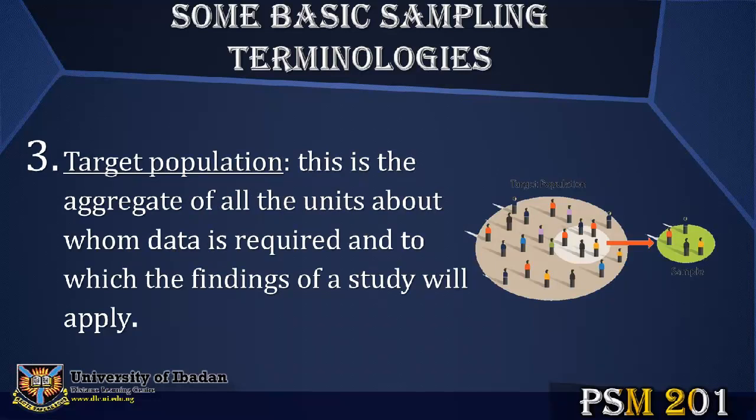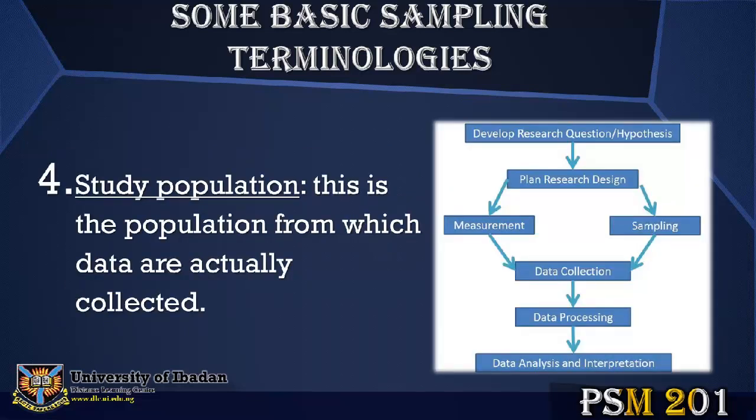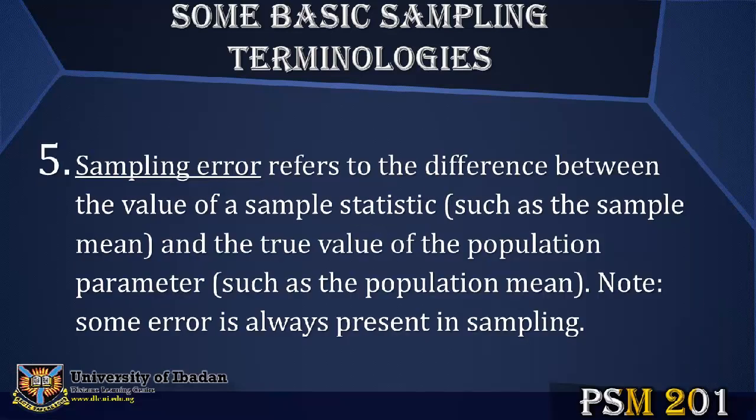Target population. This is the aggregate of all the units about whom data is required and to which the findings of a study will apply. Study population. This is the population from which data are actually collected. Sampling error refers to the difference between the value of a sample statistic, such as sample mean, and the true value of the population parameter, such as the population mean. Note, some error is always present in sampling.